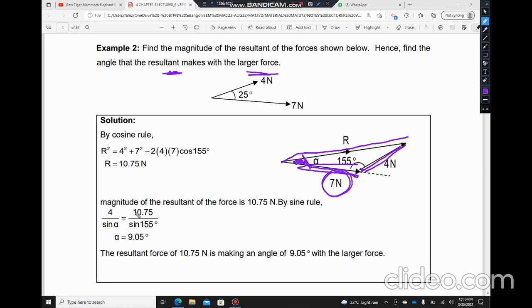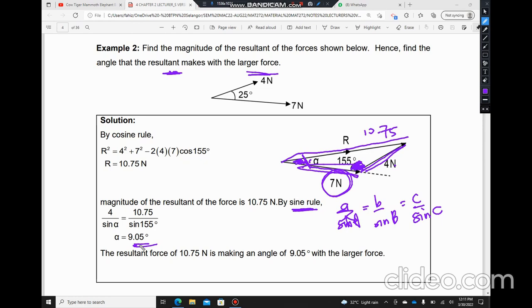So this one you can use sine rule. Okay, 4 over sine A, kita ambil sudut yang bertentangan. Yang ni check balik, sine rule, sine A over A equals sine B over B equals sine C over C. Okay, so then kita ambil R tadi, kita dapat 10.75, over sebab sudut bertentangan dia adalah 155. So sin 155. So you get the value of alpha.